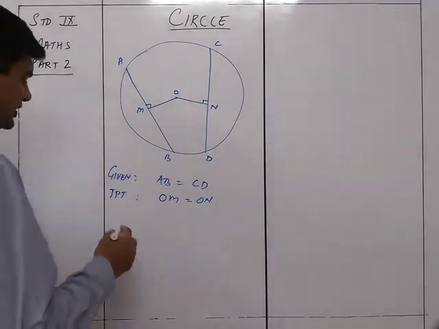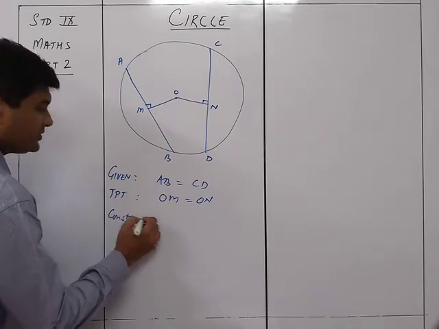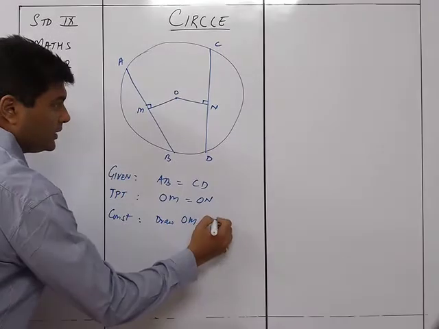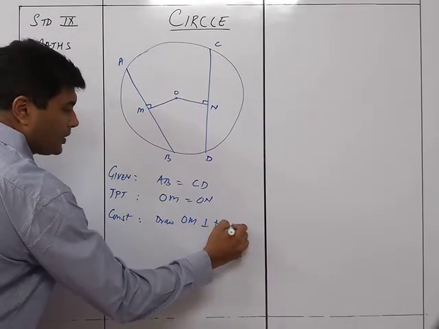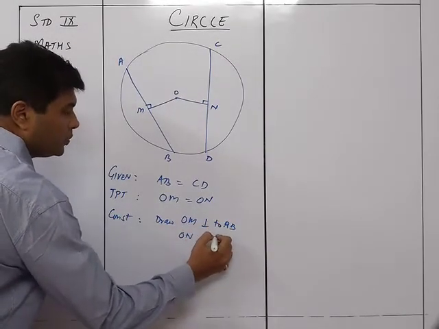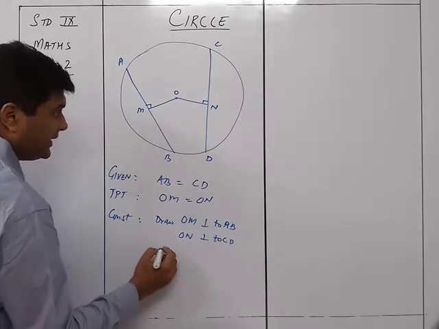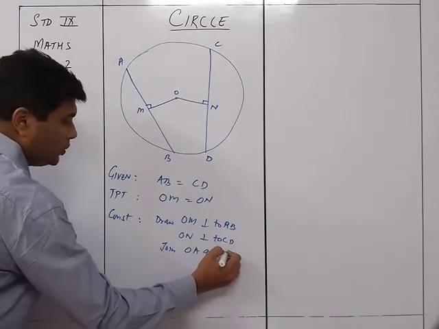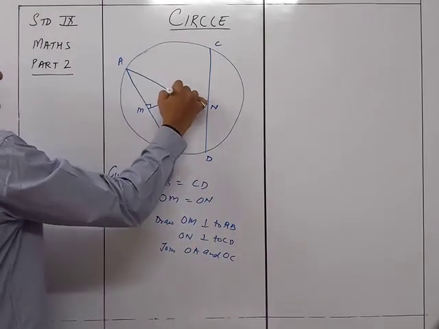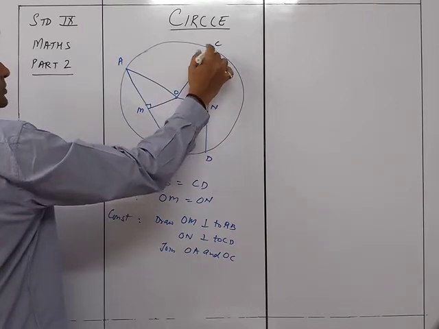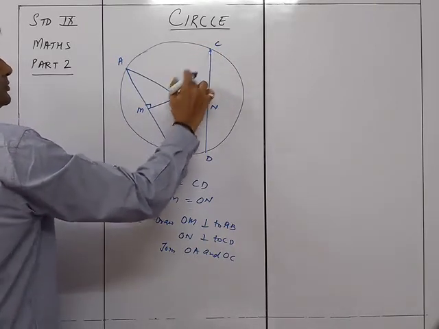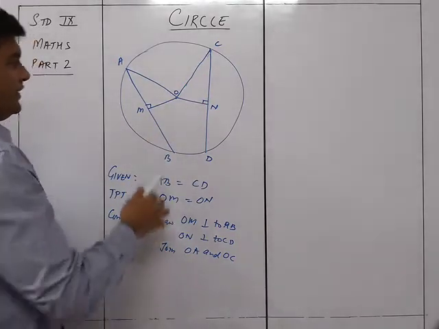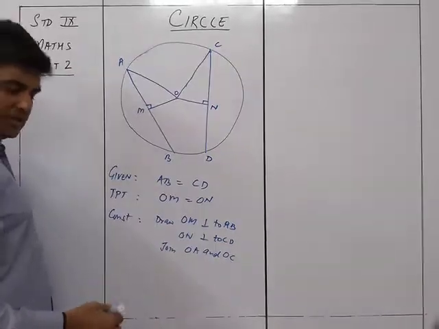So in construction, first we are going to say, draw OM perpendicular to AB, ON perpendicular to CD, and then join OA and OC. So this is what you need to join, OA and OC. Right, you just join this. So what we are trying to prove is OM is equal to ON. Now this can be easily done.